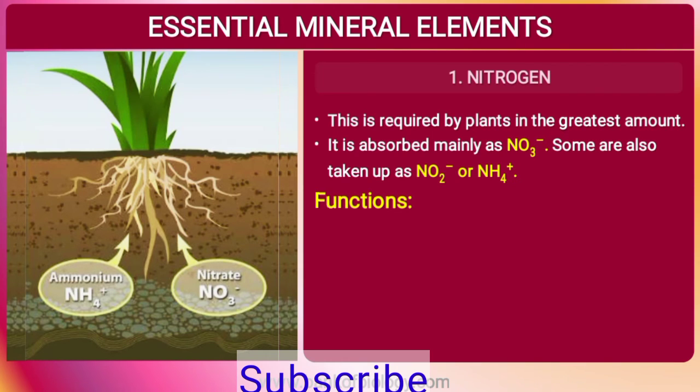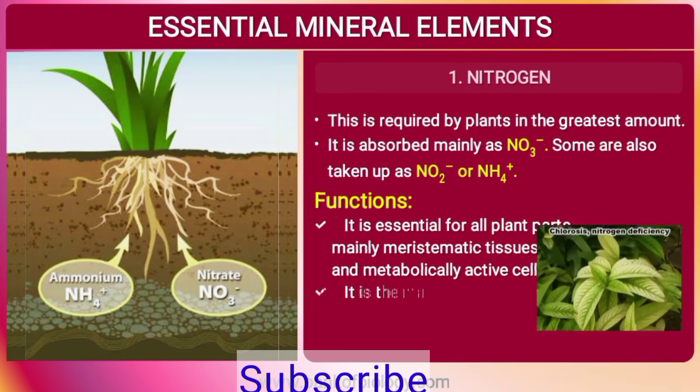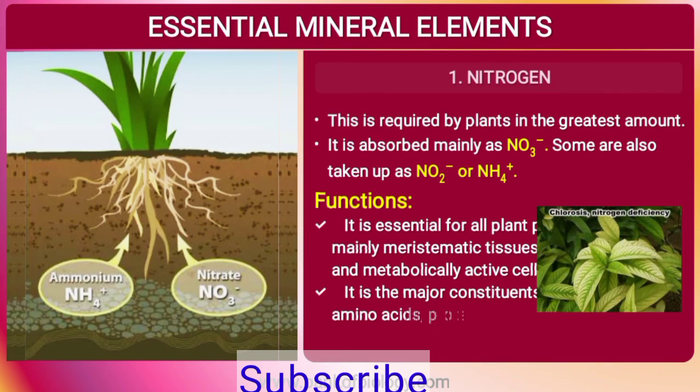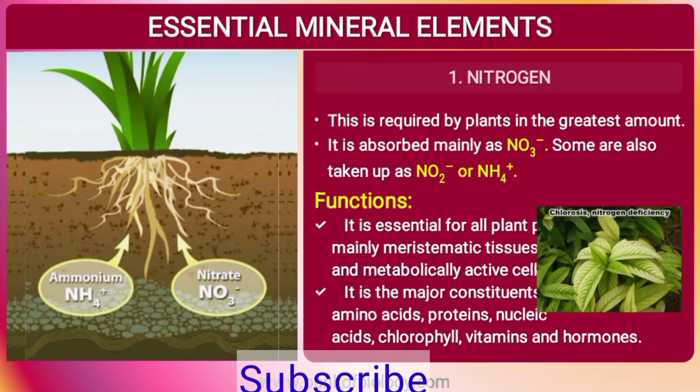It is absorbed mainly as NO3-, means to say nitrate ion. Some is also taken up as NO2- or NH4+, the ammonium ion. What are the functions of these ions? It is essential for all plants, mainly for meristematic tissues and metabolically active cells. It is a major constituent of amino acids, means to say nitrogen is the central part of amino acids, and proteins contain building blocks of amino acids.